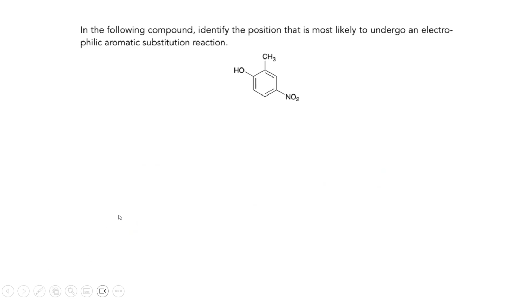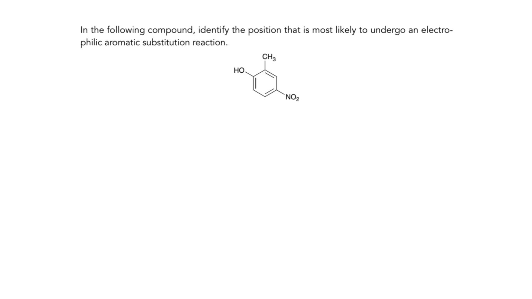All right, let's practice a problem related to this. So in the following compound, identify the position that is most likely to undergo an electrophilic aromatic substitution reaction, an EAS reaction. So right now, the first thing to do when you look at this, if I had to add some sort of substituent on this ring, where is it going to go, right? If I'm trying to actually functionalize this benzene ring, which position will there be an EAS reaction, right?